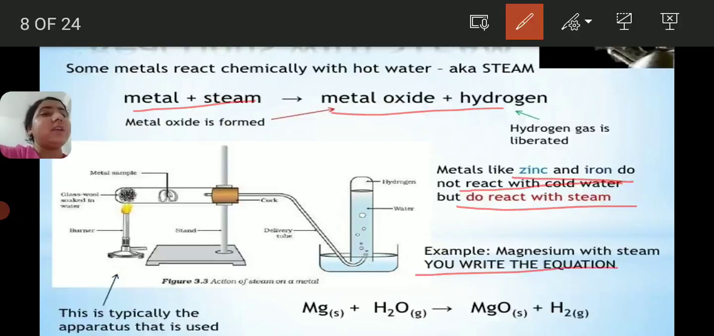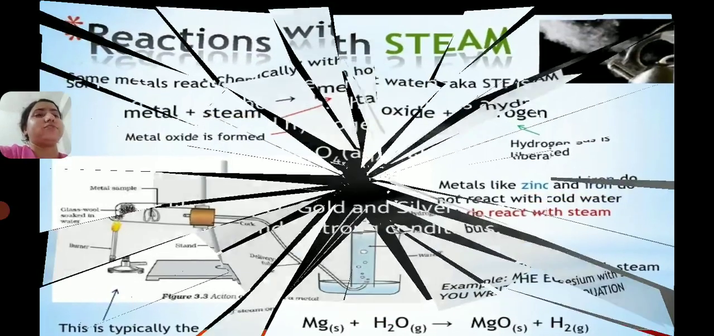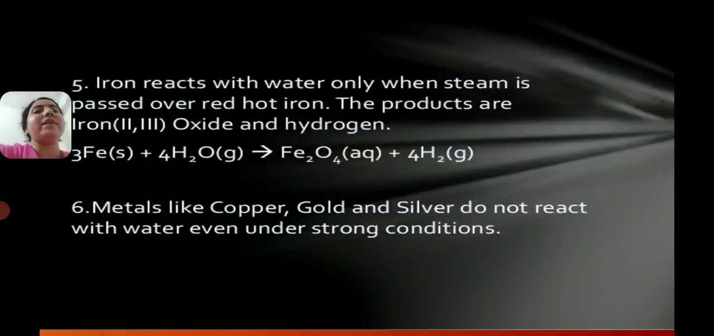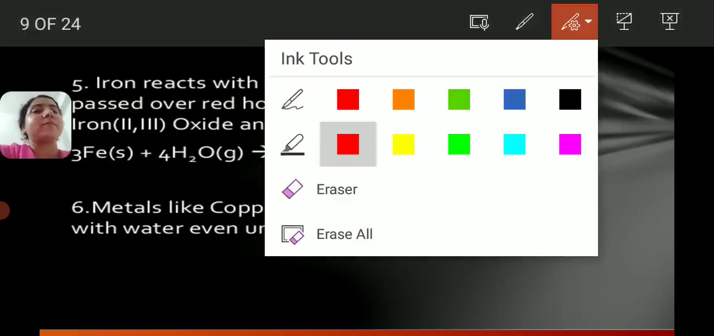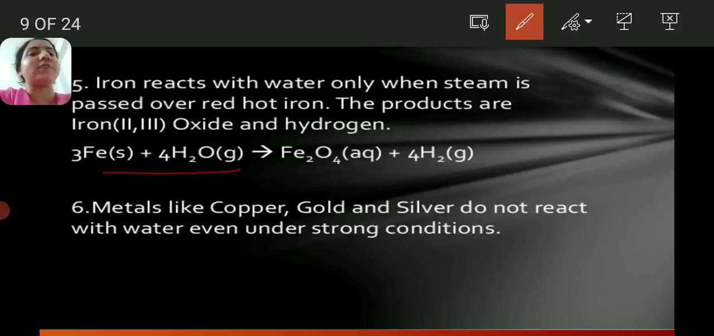Magnesium with steam, you can write here Mg + H2O → MgO + H2, that is magnesium oxide with the release of hydrogen gas. Iron reacts with water only when steam is passed over hot iron. The products are iron oxide and hydrogen. So 3Fe + 4H2O gives Fe3O4 + 4H2.